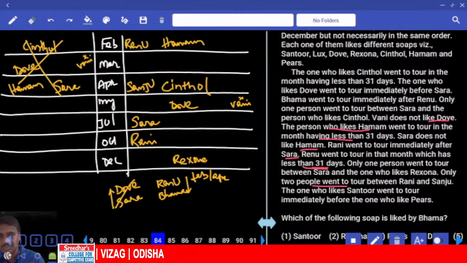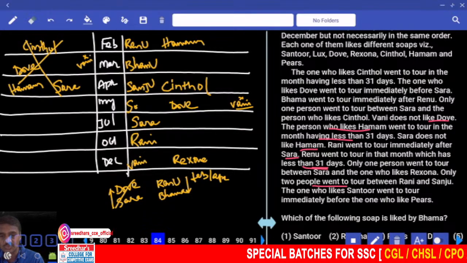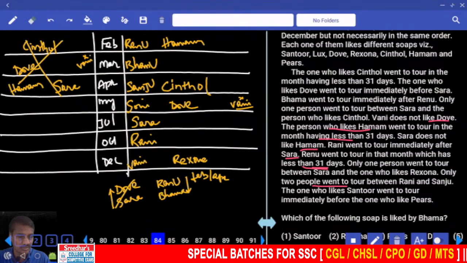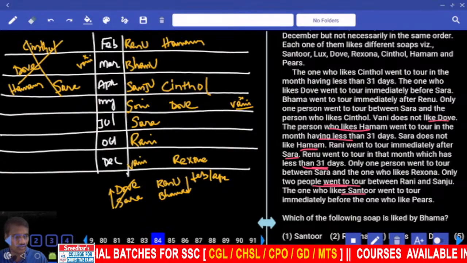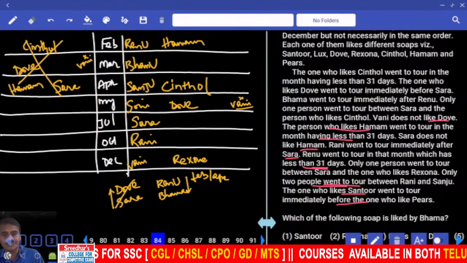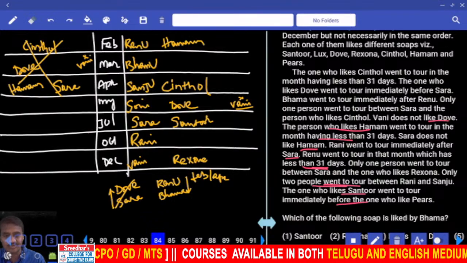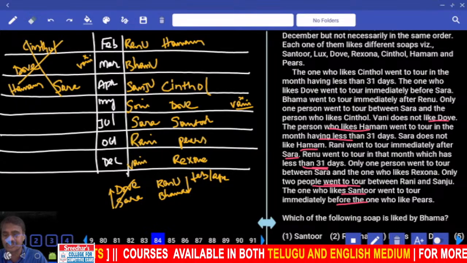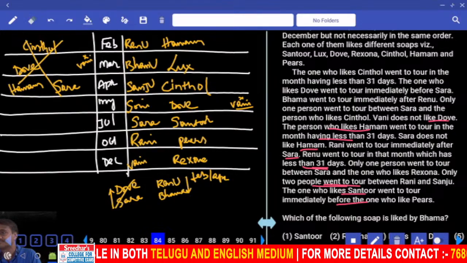As Renu is here, she is immediately followed by Bhanu. Bhanu is here. Then Vani cannot be here. Vani must be in the month of December. Then only one more person is left over. Who is that one? Soni. Now Soni is the person left over. Then only two people between Rani and Sanju. And the one who likes Santur went immediately before PS. Santur and PS are adjacent to each other. Santur immediately before PS. Then finally what else is left over? Lux. Now who likes it? Bhanu.